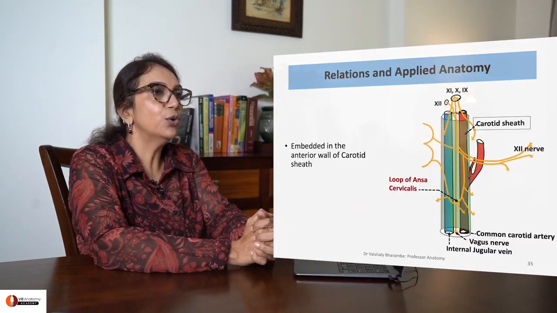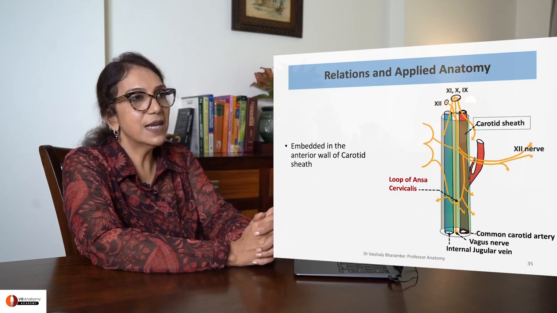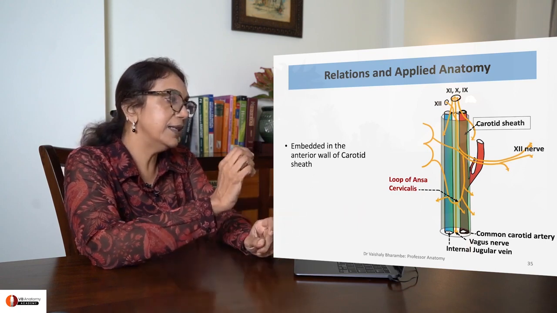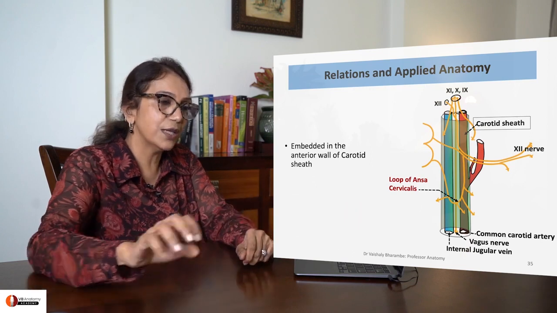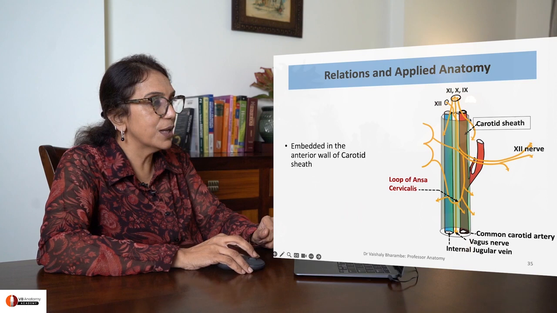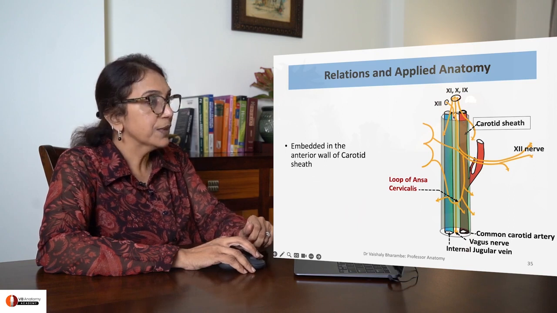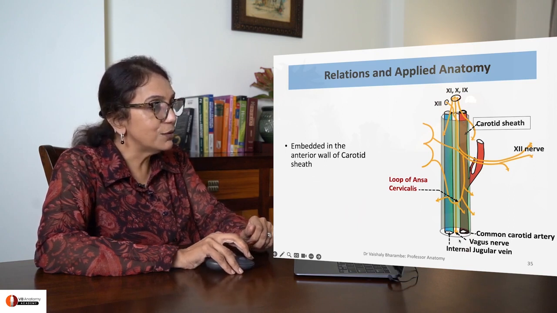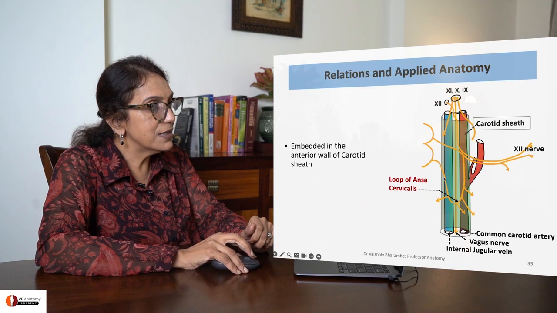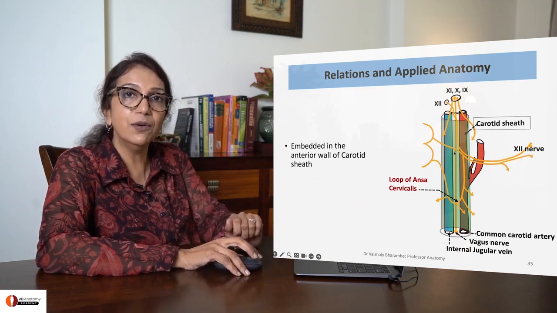Right. Let's now talk about the relations of Ansa cervicalis. The Ansa cervicalis is actually embedded in the anterior wall of the carotid sheath. I want all of you to see how this here at the back is your carotid sheath containing internal jugular vein and common carotid and internal carotid artery. In between, you can see the vagus nerve as well. And this here is the loop of Ansa cervicalis, which is embedded in its anterior wall.